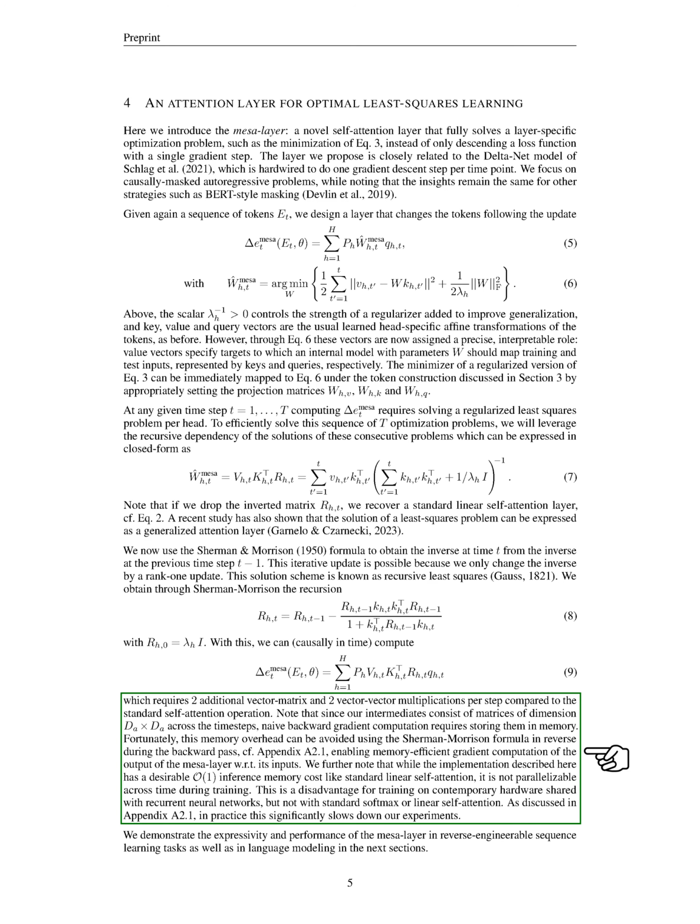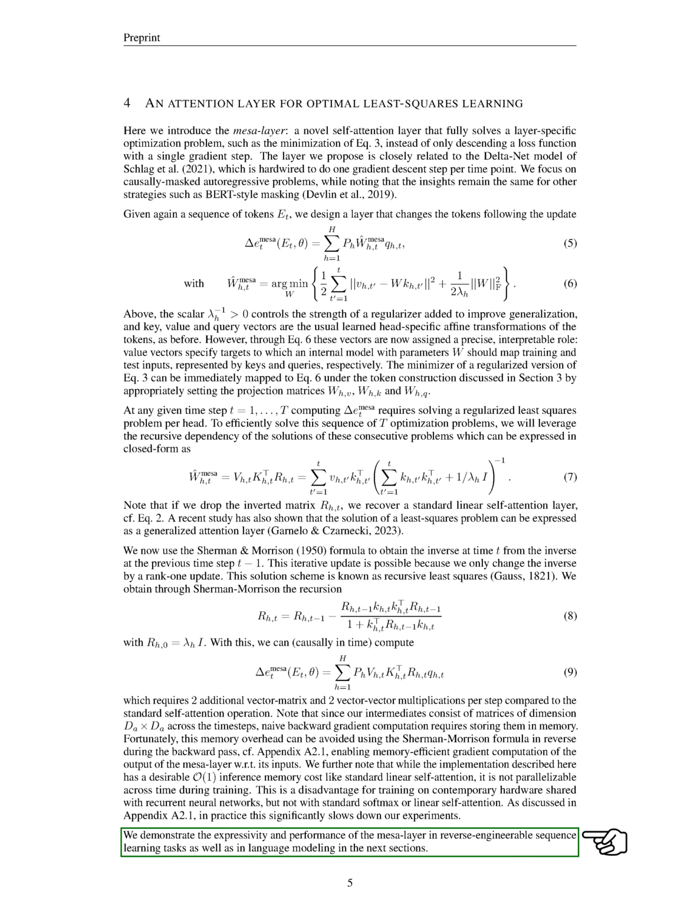We further note that while the implementation described here has a desirable constant inference memory cost like standard linear self-attention, it is not parallelizable across time during training. This is a disadvantage for training on contemporary hardware shared with recurrent neural networks, but not with standard softmax or linear self-attention. As discussed in the appendix, in practice this significantly slows down our experiments. We demonstrate the expressivity and performance of the mesa layer in reverse-engineerable sequence learning tasks as well as in language modeling in the next sections.